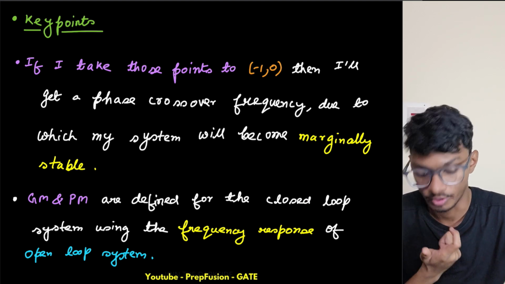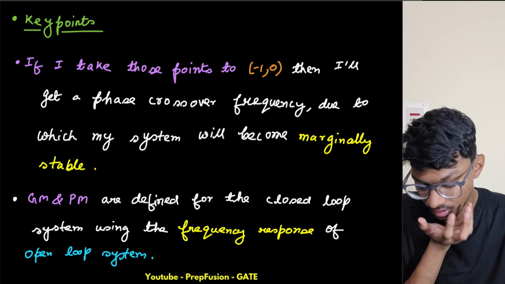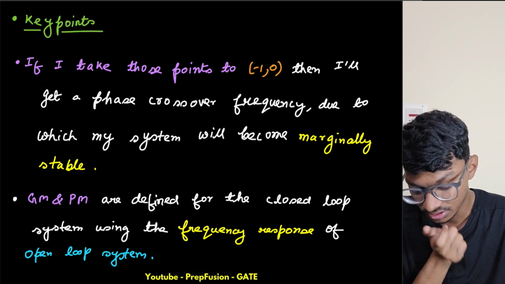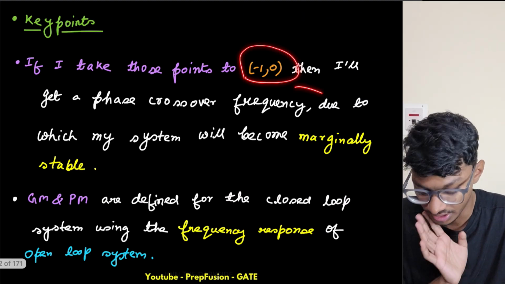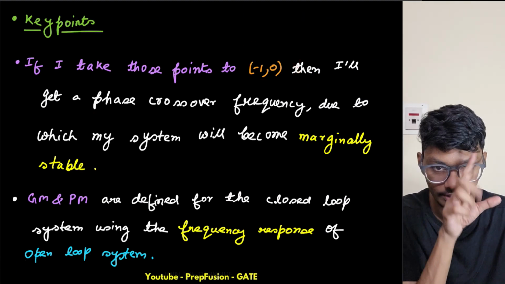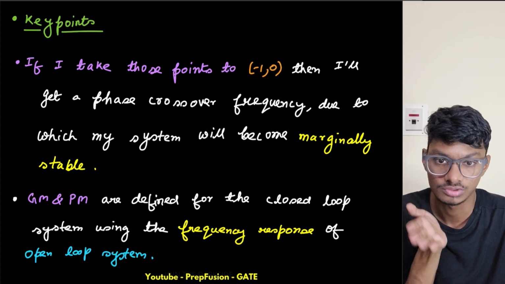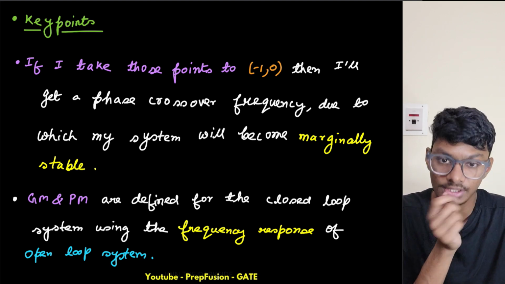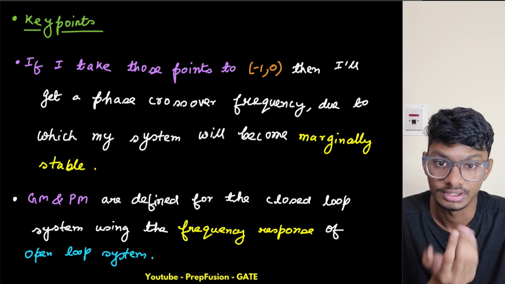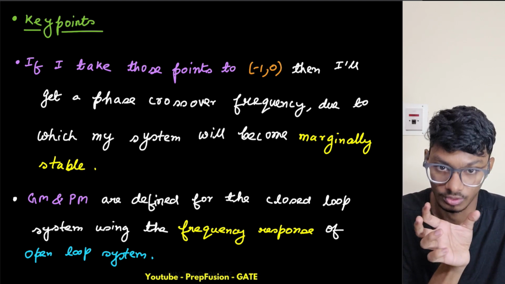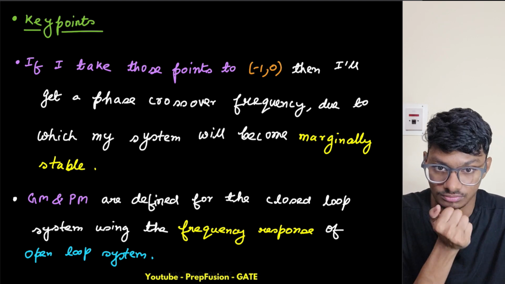Now there are a few key points I want to tell you about the gain margin and the phase margin. What is the thought process basically about gain margin and phase margin? If I take this omega g point and omega p point all the way to minus 1, 0, then I will get a phase crossover frequency. I will get my system as marginally unstable, and after that the poles will shift from the left hand side to the right hand side, due to which my system will become marginally stable. So if I get that critical point, my system will become marginally stable.